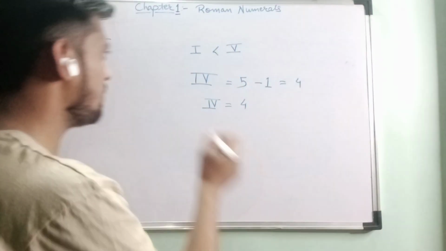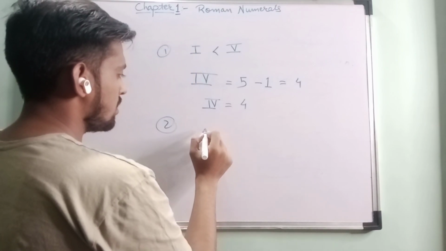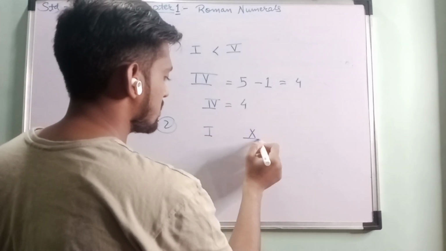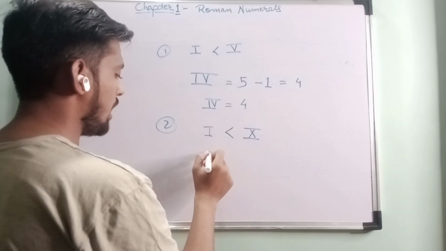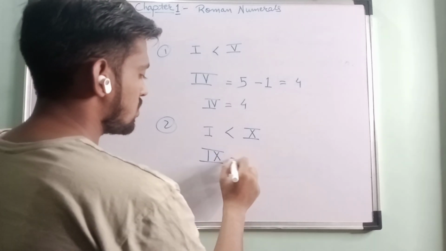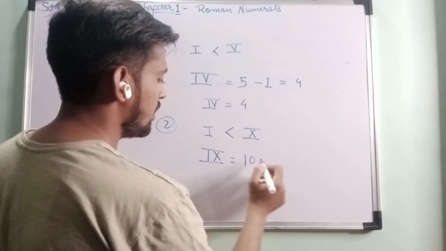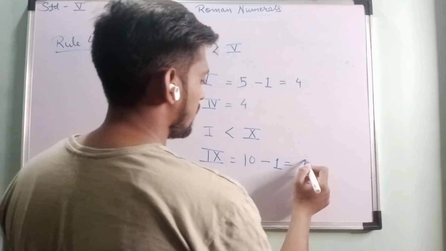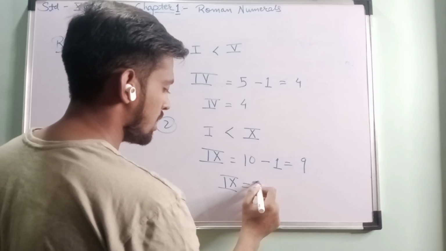Let's take another example. This is example 1 and this is example 2. This is I and this is X. Which symbol is greater? Obviously that is 10. Now I am writing I and X, that is 1 and 10. So the value should be subtracted from the bigger number. The value of I is 1 and the value of X is 10. You just subtract 1 from 10, it will be 9. So this symbol is denoted as 9.